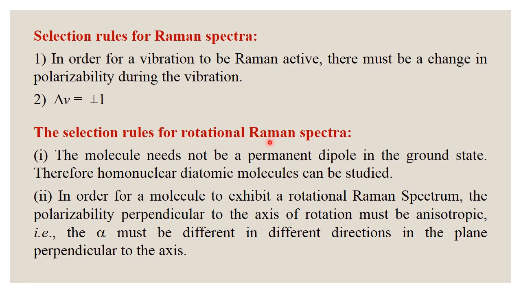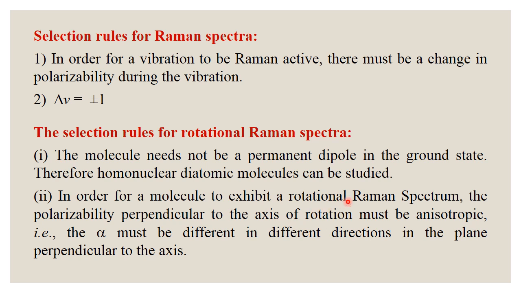The selection rule for rotational Raman spectra. இங்க என்னன்னா, molecule needs not have a permanent dipole moment in the ground state. மாலிகுலுக்கு வந்து permanent dipole moment இருக்கணும்னு அவசியம் இல்லை. Therefore the homonuclear diatomic molecule can be studied. இங்க homonuclear diatomic molecule என்ன செய்யலாம், ஸ்டடி பண்ணலாம்.